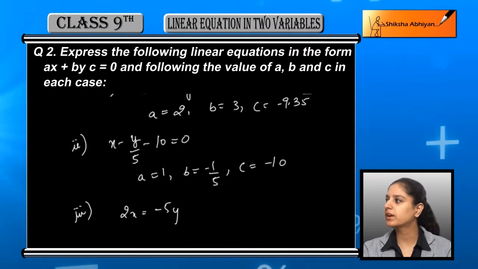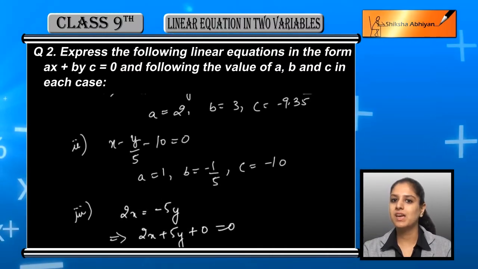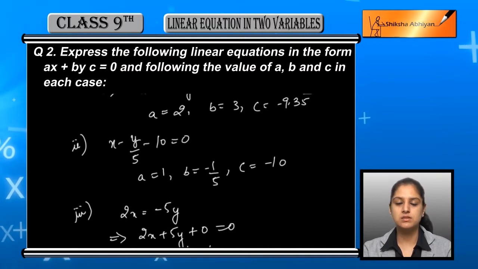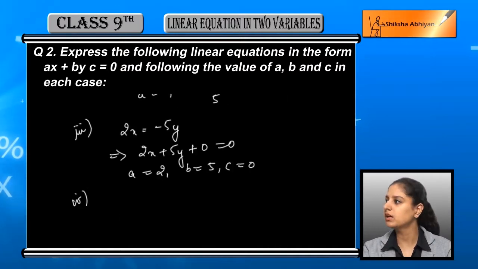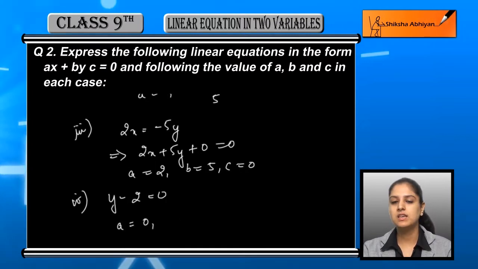Now the fourth point that we have is y minus 2 is equal to 0. y minus 2 में a that is the coefficient of x कोई भी नहीं है, x वाली हमारे पास टर्म है नहीं, तो उससे हमने a equal to 0 मान लिया. b is 1 and then c is minus 2.